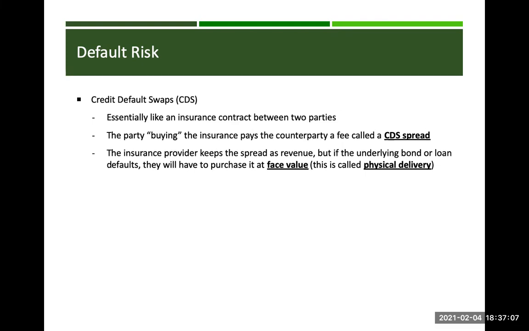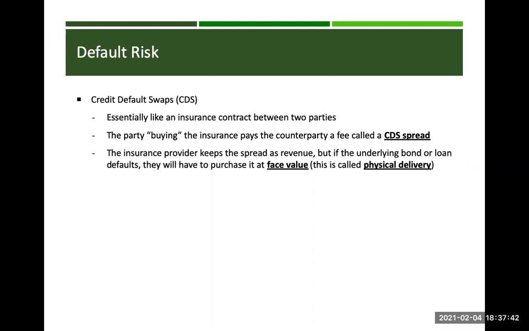The insurance provider gets to keep the spread as revenue, kind of like an interest payment on a bond. But if the underlying bond, or if it's a CDS for a loan, the underlying loan defaults, then the insurer, the protection provider, essentially has to buy the bond at full par value. This is called physical delivery.